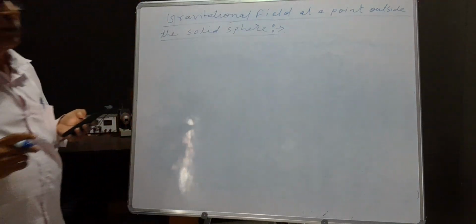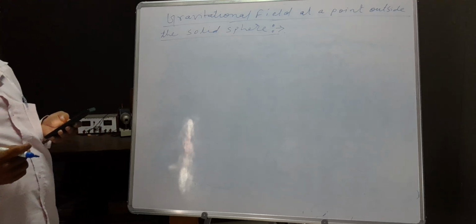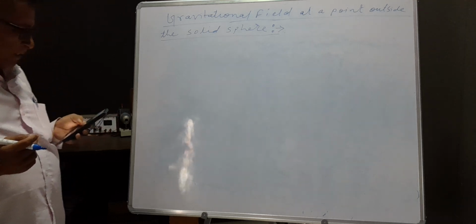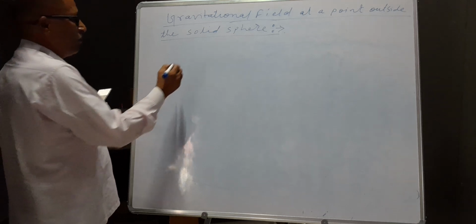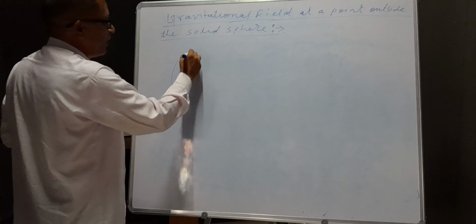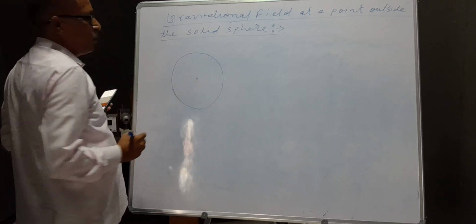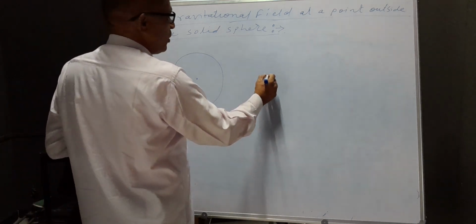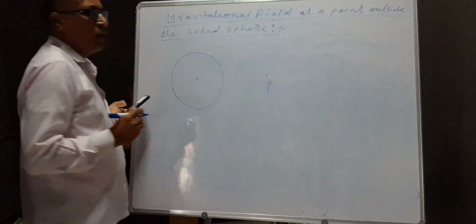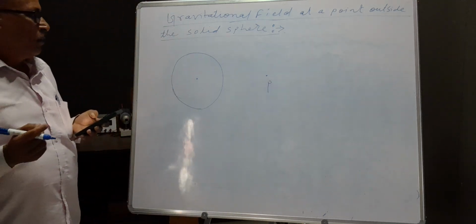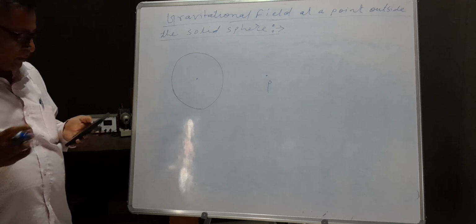In the previous period, we calculated the gravitational potential at a point outside this sphere. For that, we considered a solid sphere. Its center is O and the particle is situated outside this solid sphere. Now we want to calculate the gravitational field or gravitational field intensity at this point.